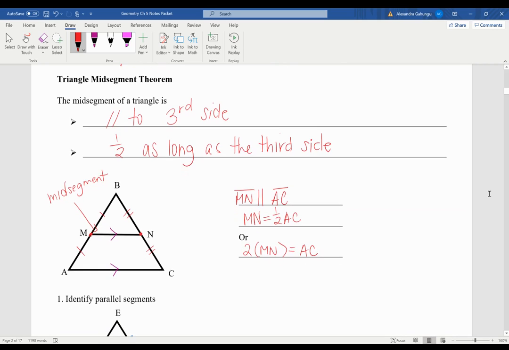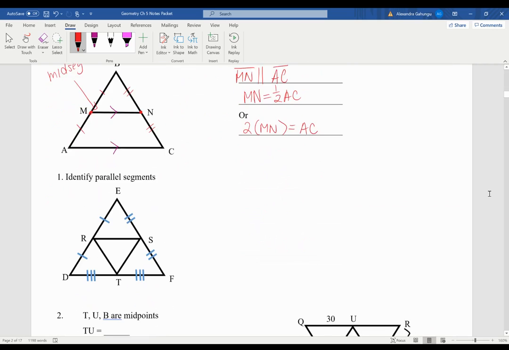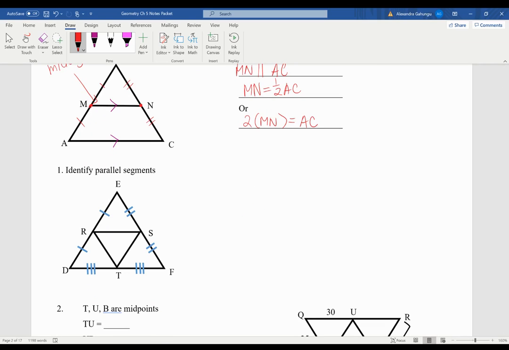And then we'll practice identifying parallel segments. So our parallel segments are going to be our mid-segment RS and the third side, so not including those two sides, DF. So we're going to say RS is parallel to DF. We can also identify our mid-segment here, RT, and that's going to be parallel to the third side of our triangle, EF.